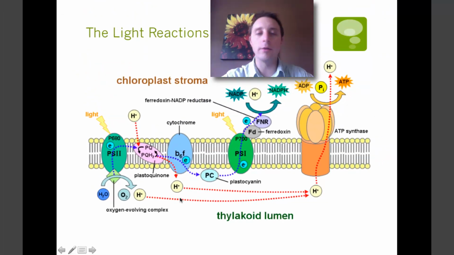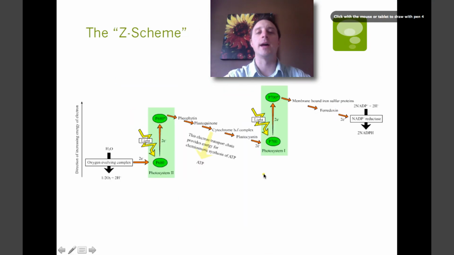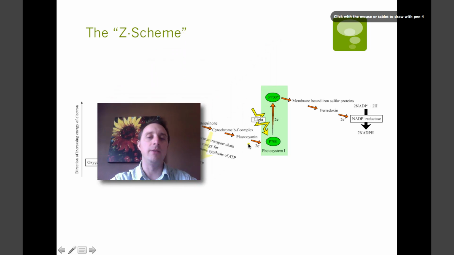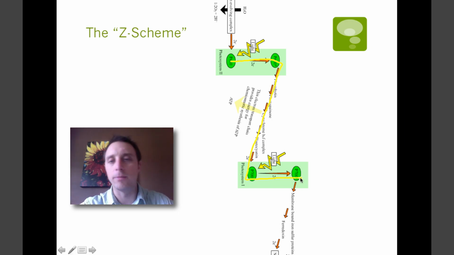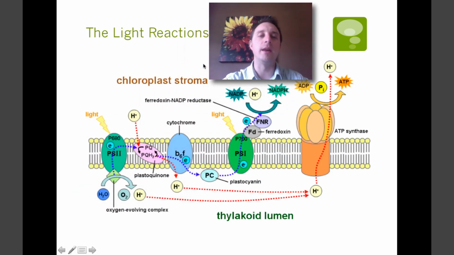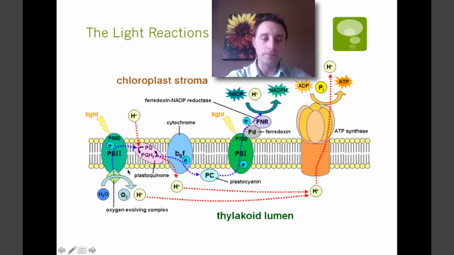Okay, so overall, this scheme of the light reactions is sometimes referred to as the Z scheme. This is just a kind of schematic version of the reactions, and if you turn it on its side, you can sort of make out a letter Z here, maybe. So that's why they call it the Z scheme. But the important thing to remember is the path of the electrons.